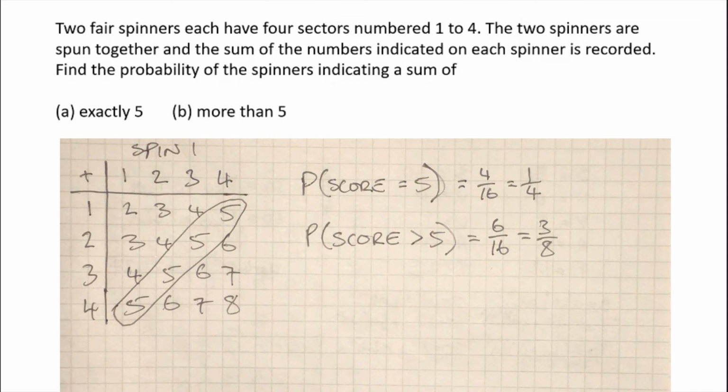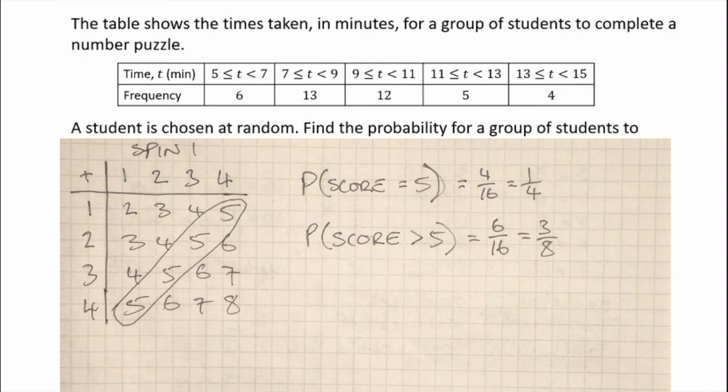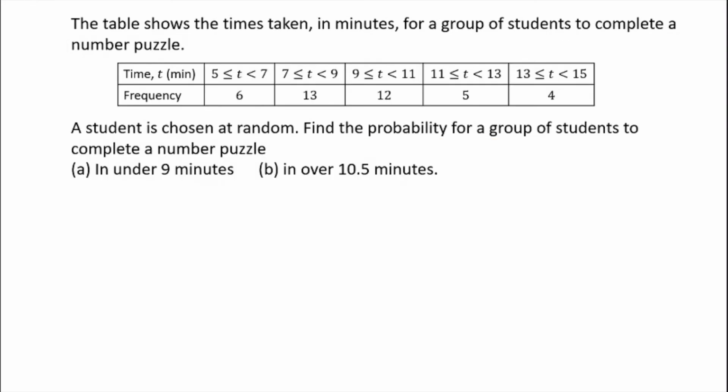And I'll quickly go through a question that uses a grouped frequency table for you to generate probabilities from. So, the table below shows the times taken in minutes for a group of students to complete a number puzzle. A student is chosen at random. Find the probability for a group of students to complete a number puzzle in under 9 minutes or in over 10.5 minutes.